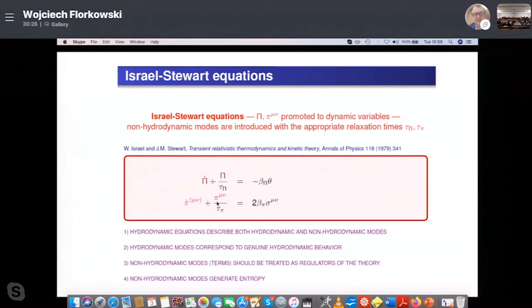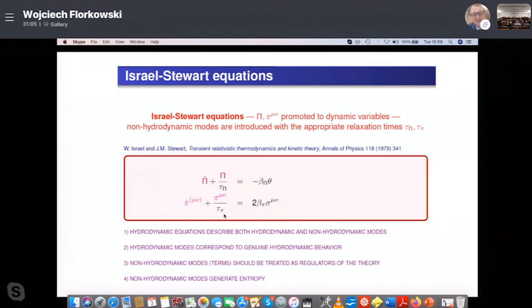In this case, if we neglect the right-hand sides, we see that capital Pi and small pi fulfill very simple equations with constant relaxation time. And this equation simply describes exponential decay of these quantities to zero with the scale defined by the relaxation times, tau_Pi and tau_pi. So the formalism of Israel-Stewart introduces non-hydrodynamic modes into the description.